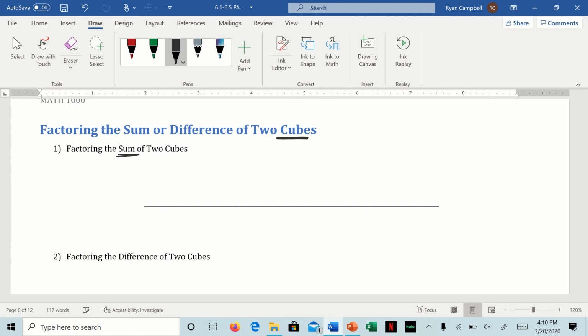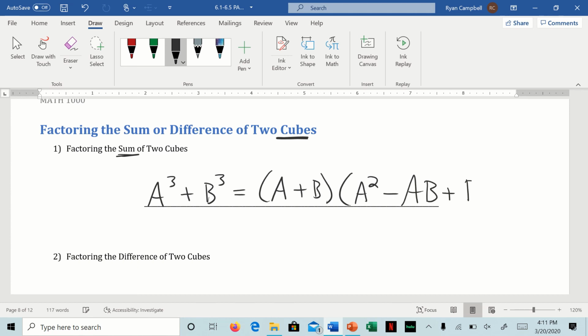So the sum of two cubes. Sum means adding. So if you have two numbers cubed being added together, we know that that's a plus b times a squared minus ab plus b squared.